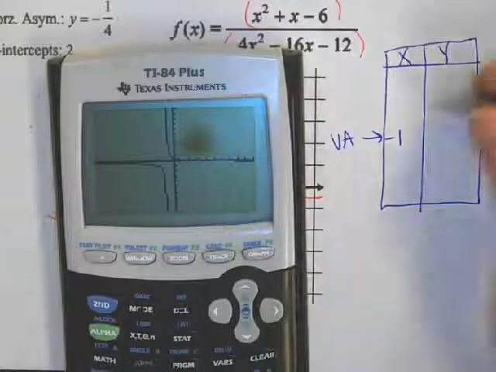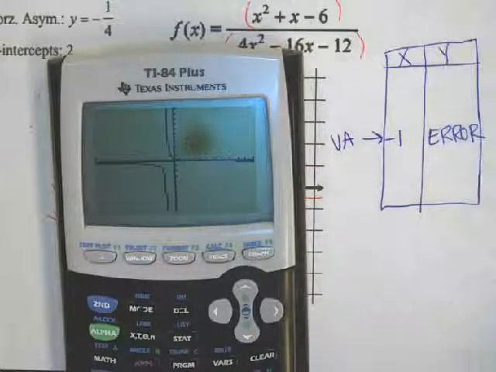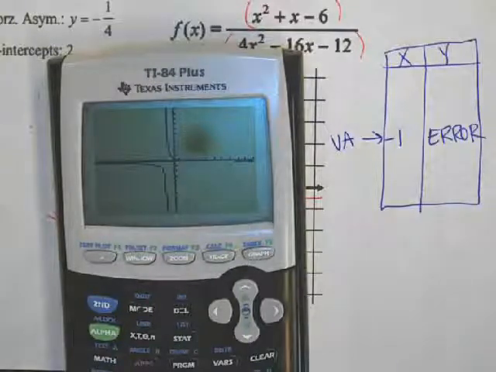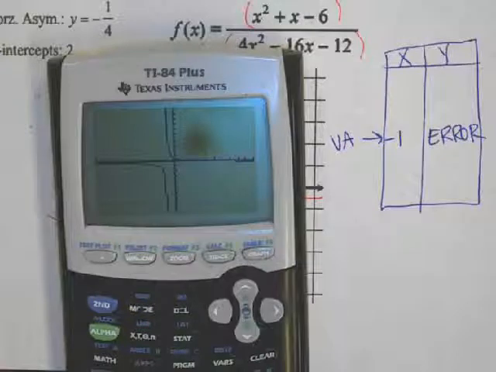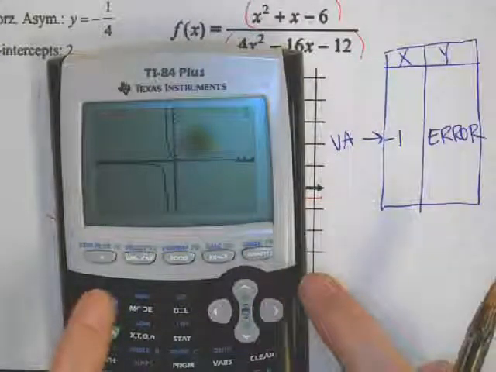It's going to say error. And all we're going to do is we know that we're going to graph both sides of this asymptote. So we're going to pick about 3 points at least on both sides. So now go to your table where it says table in blue. Hit the second button and then table.